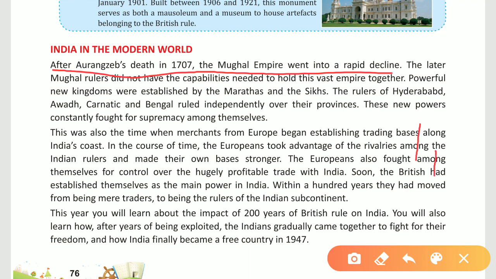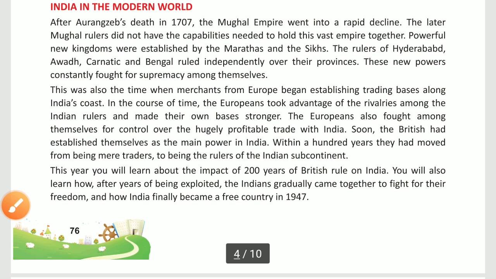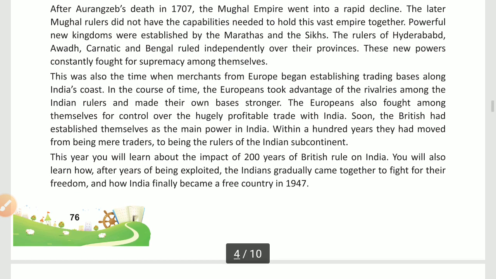These new powers constantly fought for supremacy among themselves. What happened? After the death of Aurangzeb, many different dynasties started ruling over different parts of our country. The Marathas, Sikhs, and regions like Oudh, Carnatic, and Bengal had different petty rulers. These rulers started fighting against each other for supremacy. What is supremacy? They wanted to be in the top position. They wanted to dominate over others, so they did not have a good relationship with each other. This was the condition.